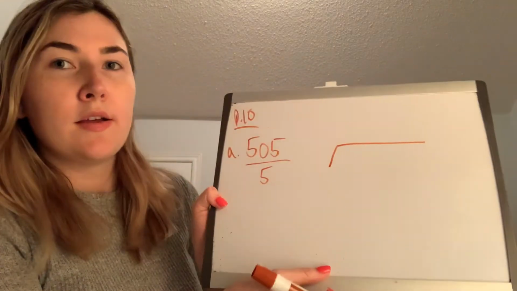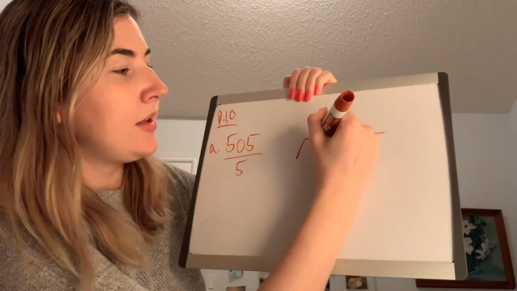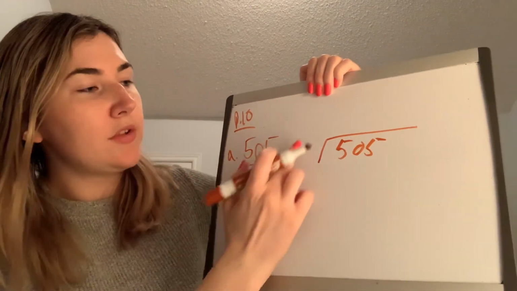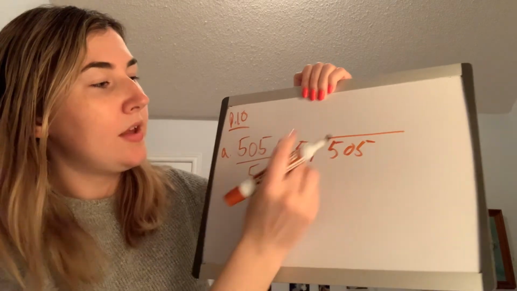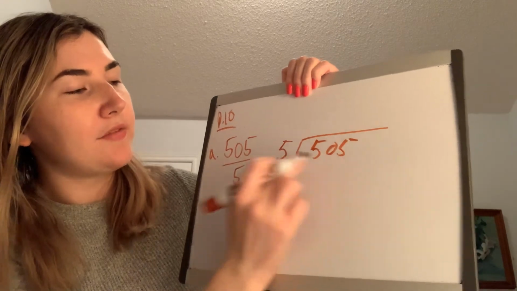For part 10, we're solving some division. So we're first putting a fraction into a division problem, and then we will solve. So let's do A. Let's set this up here. We have 505 over 5. So remember, our top number will always go underneath our division line, since it's the number that is being divided. And our bottom number will always go at the side here, since it's the number that is dividing by 5. So it's 505 divided by 5.